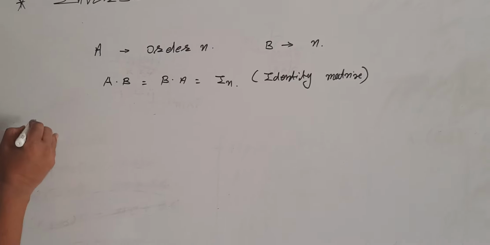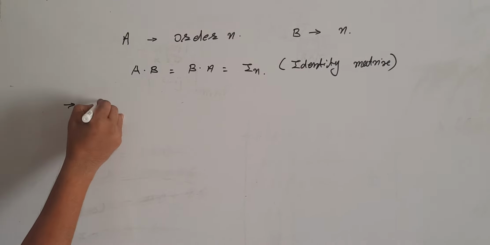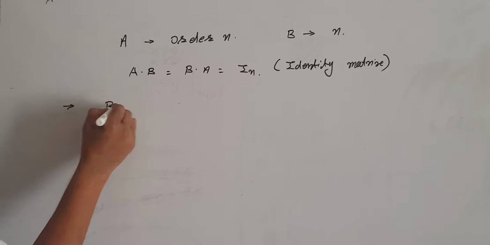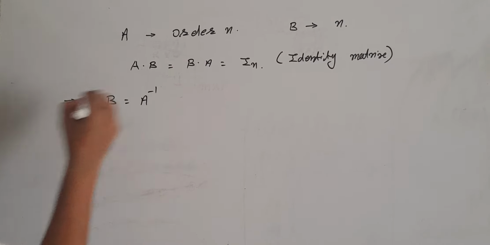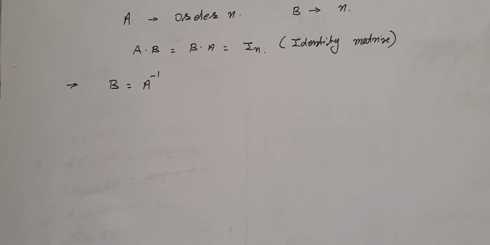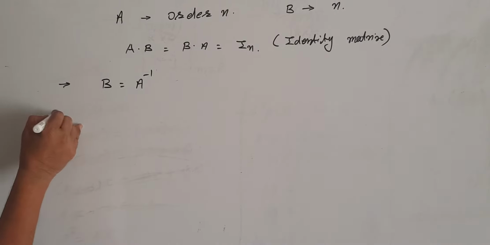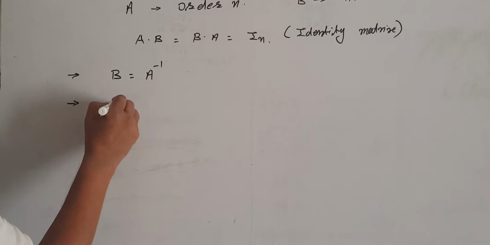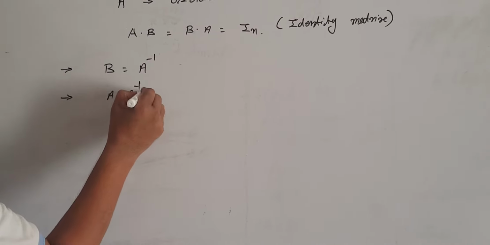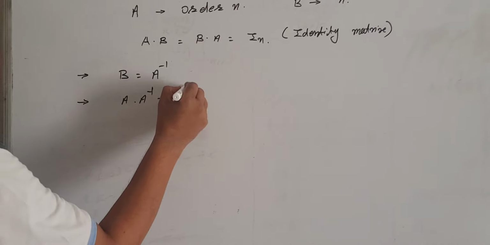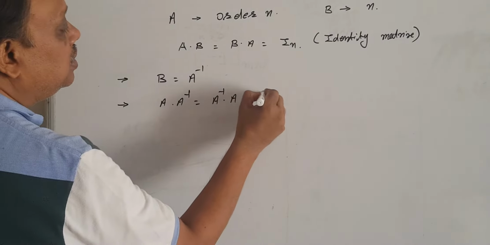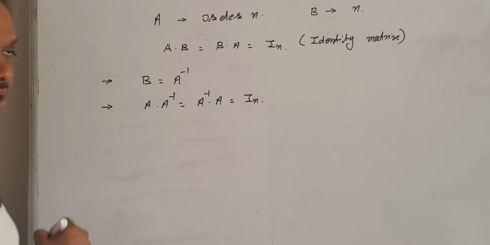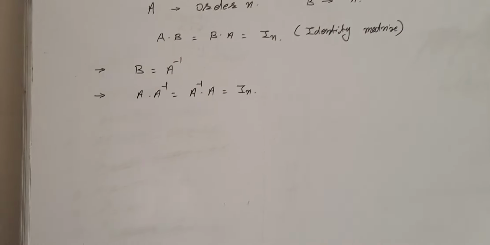It means the inverse of A, that B, we represent as A raised to minus 1. So we also can represent like this: A into A inverse is equal to A inverse into A is equal to I_n. See, this I_n means what?